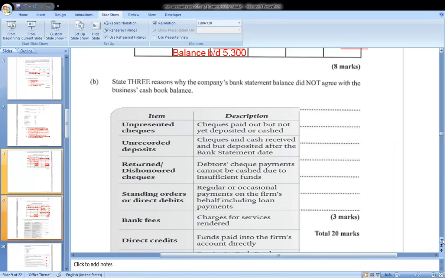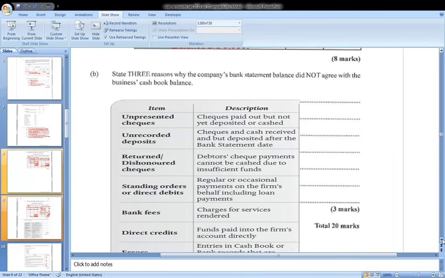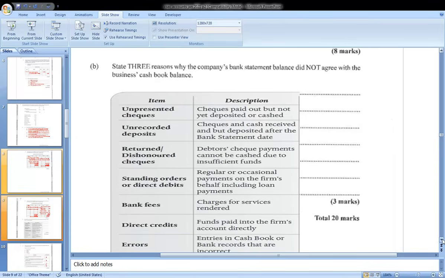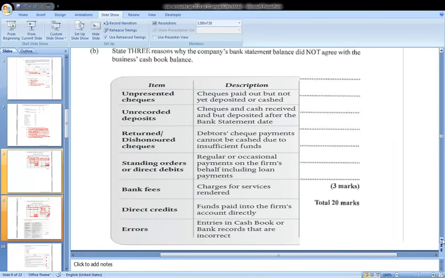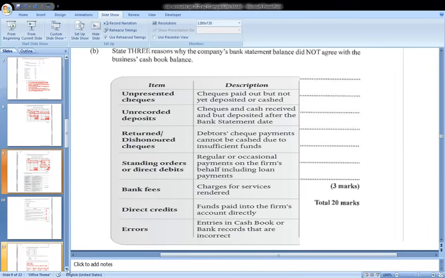Another reason why the company's bank statement balance did not agree with the business cash book could be bank fees, direct credits, or errors, meaning entries in the cash book or bank records that are incorrect. So you just need to select 3 from that and you will get your 3 marks for that. Let's go on to our next question now.